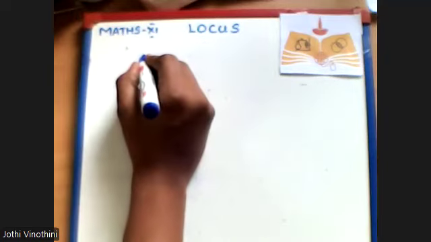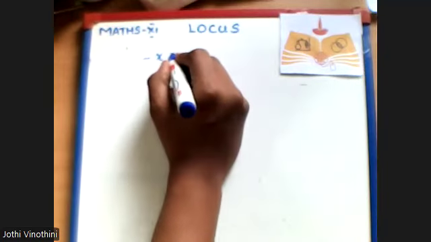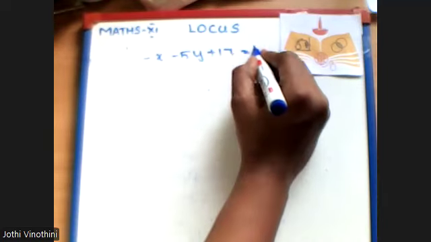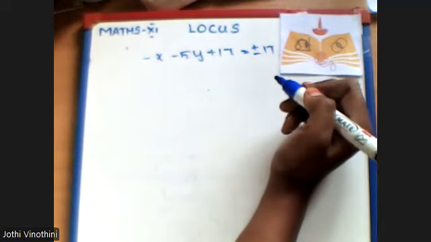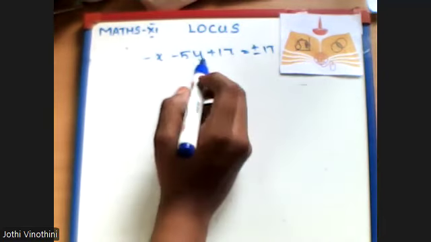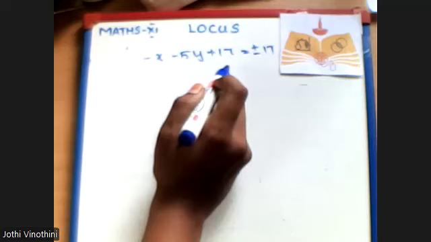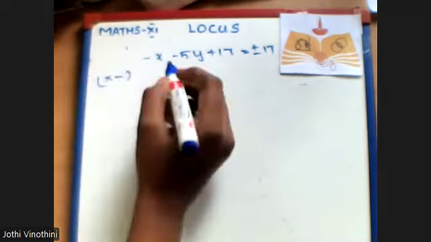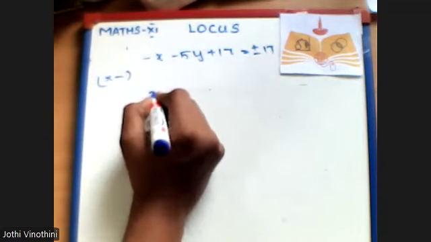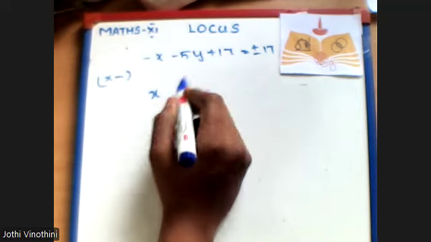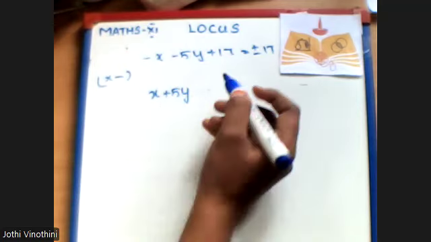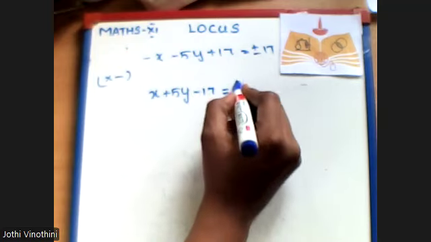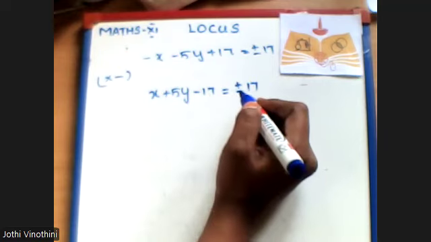What is the final solution we solved? We solved: minus x minus 5y plus 17 equals plus or minus 17. Right? I'm going to multiply the solution by minus, so multiply both sides by minus. So minus x will be plus x, minus 5y will be plus 5y, plus 17 will be minus 17. This is already plus or minus, so it will remain the same, plus or minus 17.